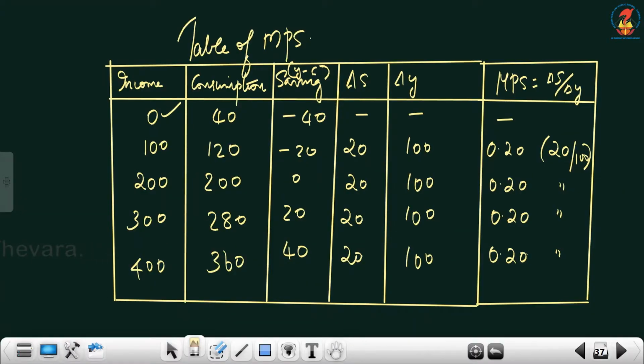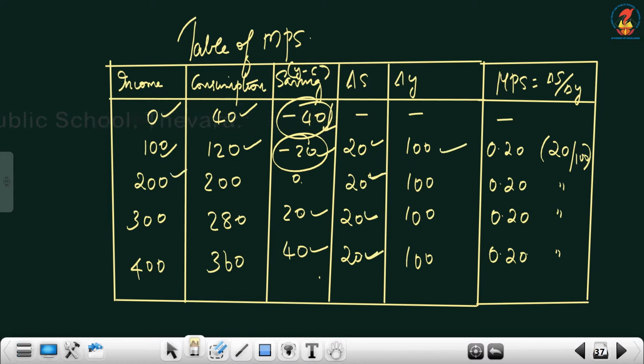Income level 0, the same table is used throughout, where consumption is 40 and saving is minus 40. Then comes the next level of consumption 120, level of income 100, where saving is given as minus 20. Now throughout you can find the change in the saving is 20, 20, 20. So just as per the table, the change becomes 20 throughout, that is minus 40, minus 20, 0, 20 and 40. All these values, the change is 20 itself.